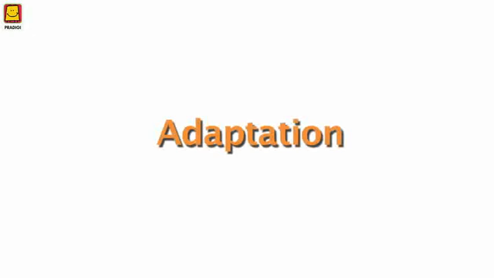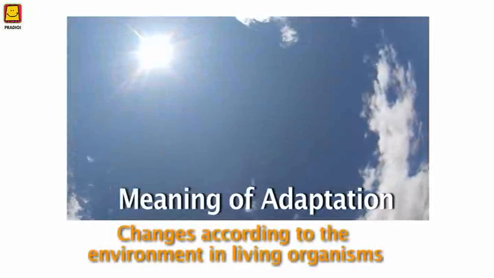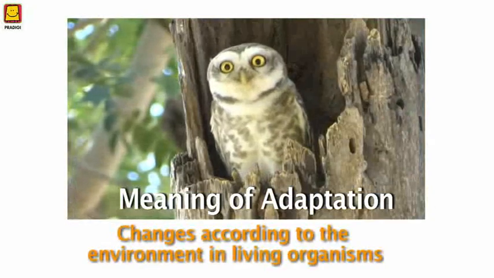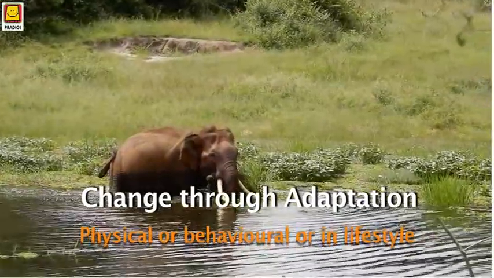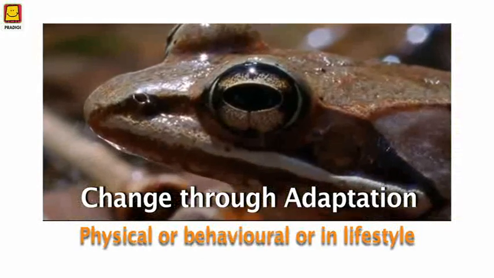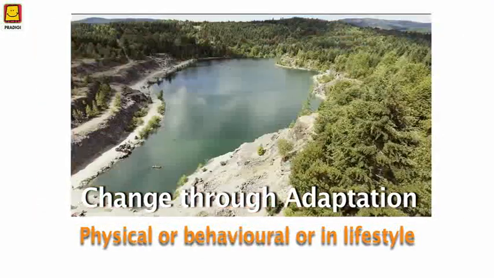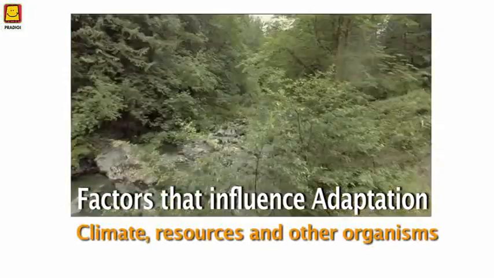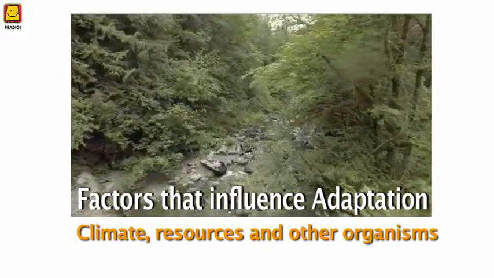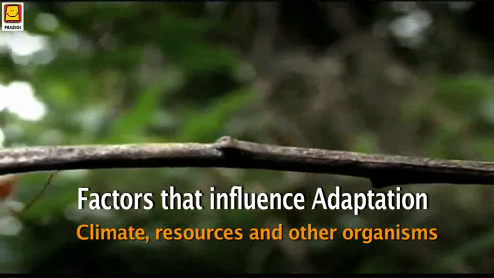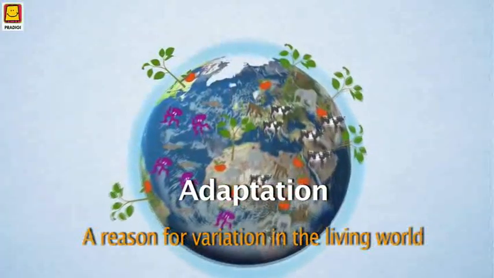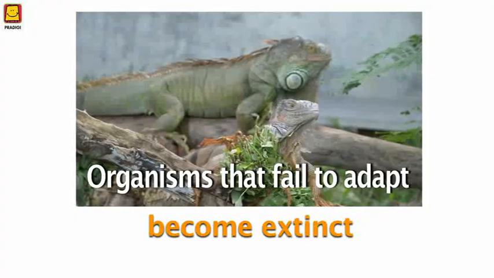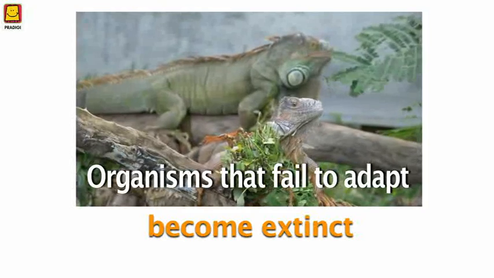Let us now see adaptation once more. Every organism, in order to survive, changes itself according to its environment. This is adaptation. Adaptation can be a permanent change in physical features or a behavioral or lifestyle change. Factors that influence adaptation are climate in the organism's immediate environment, the resources available, and other organisms that are part of that environment. Adaptation is one of the reasons for variation on Earth. Organisms that are unable to adapt become extinct.